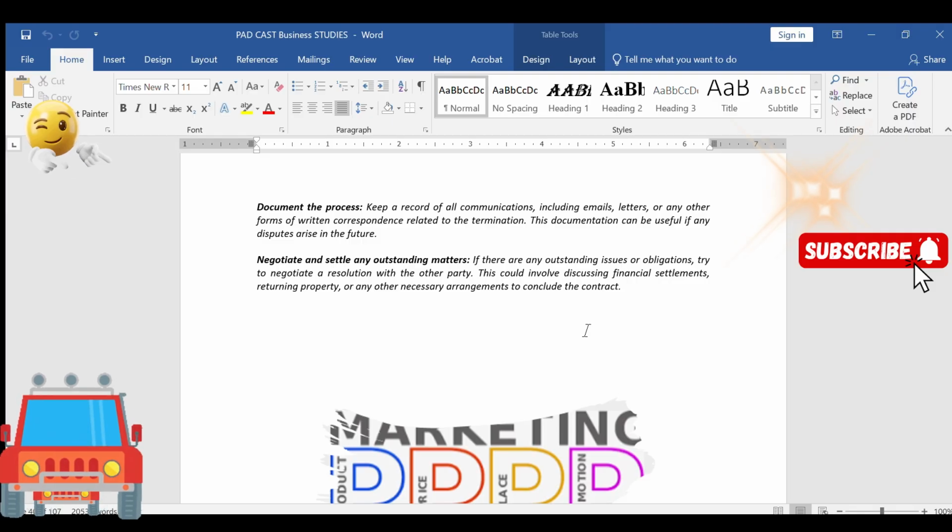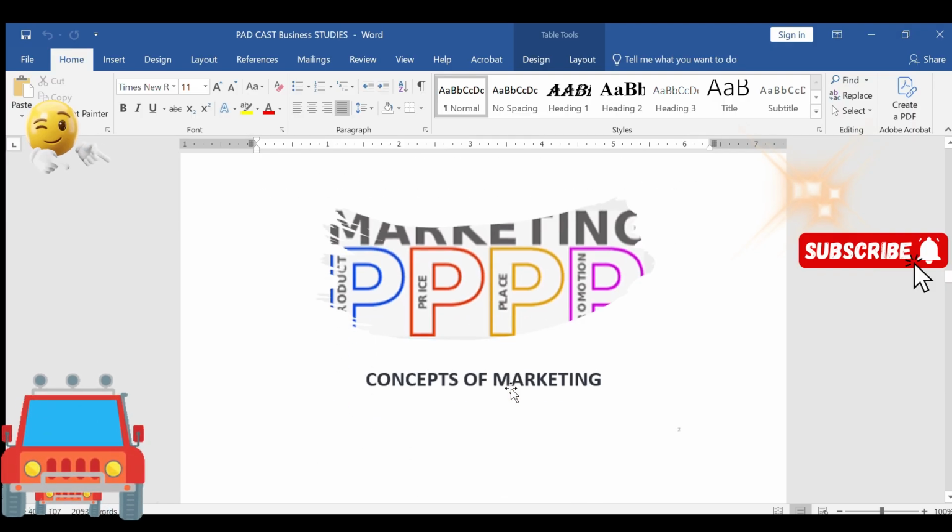Negotiate and settle any outstanding matters. If there are any outstanding issues or obligations, try to negotiate a resolution with the other party. This could involve discussing financial settlement, returning property, or any other necessary arrangement to conclude the contract.